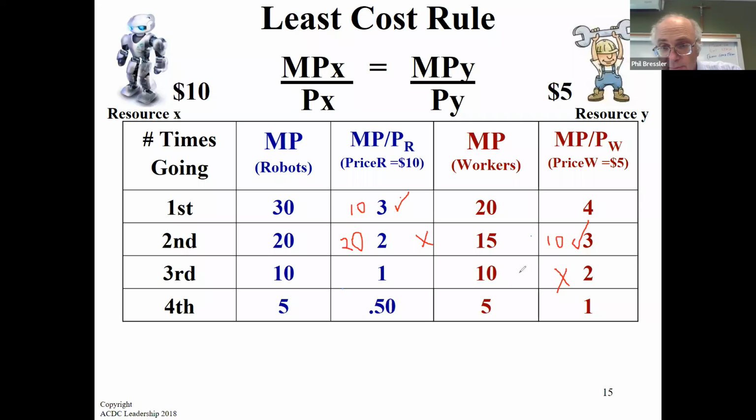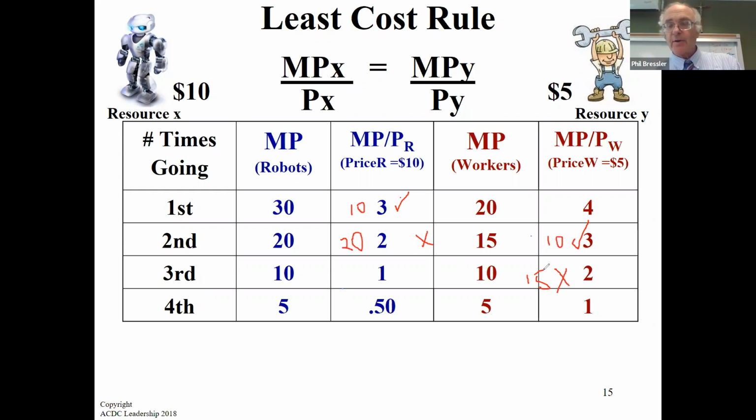3 workers times 5. I'm going to spend 15. 20 and 15 is 35. I spent the money they want me to. So it's 2 robots, 3 workers. That's going to maximize my productivity. Any questions?